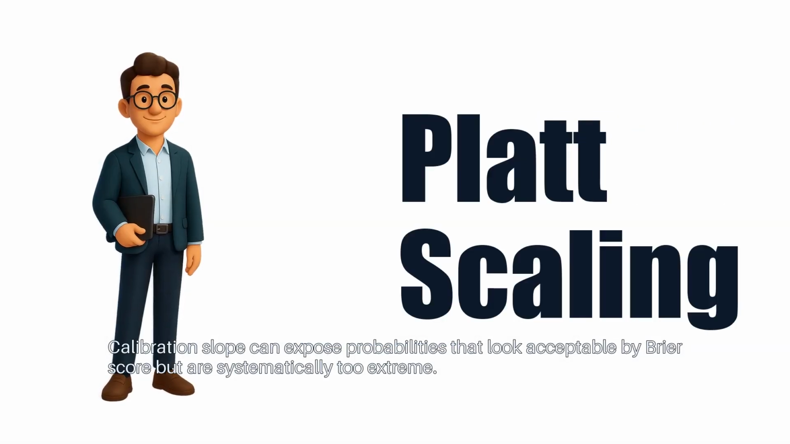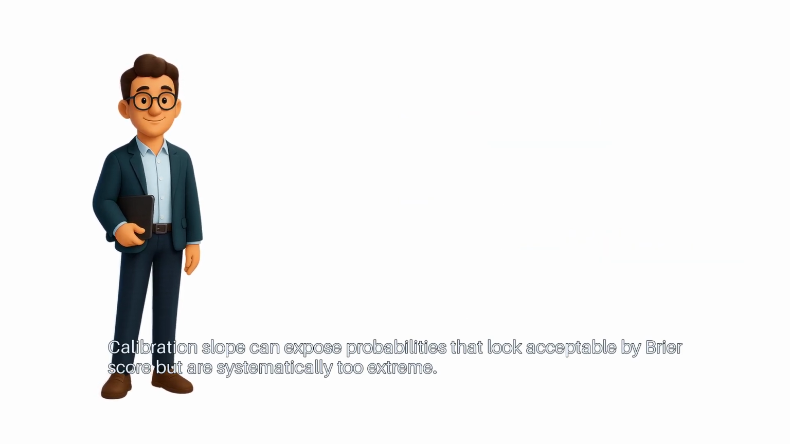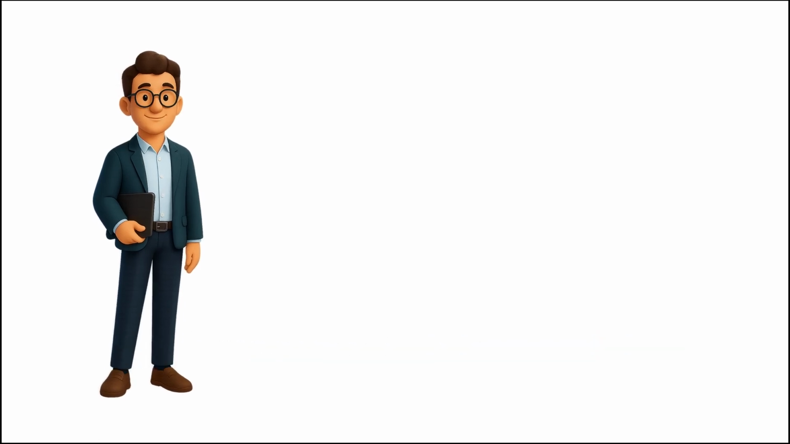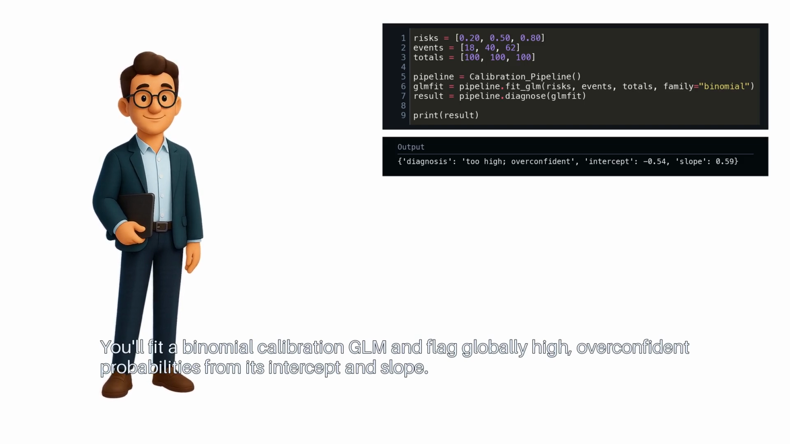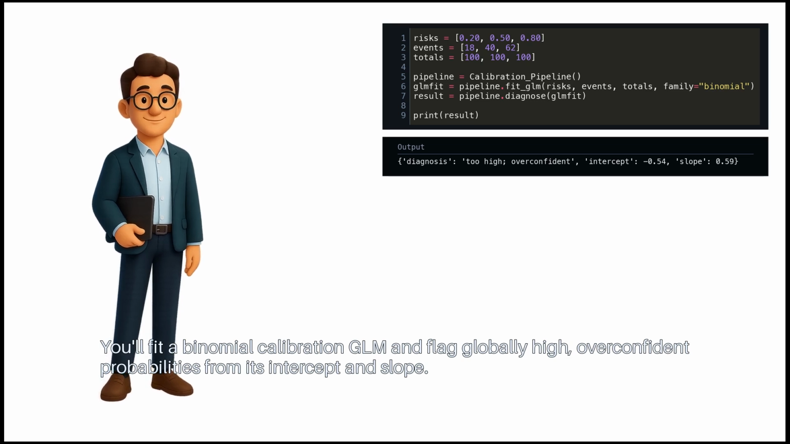Calibration slope can expose probabilities that look acceptable by Brier score, but are systematically too extreme. You'll fit a binomial calibration GLM and flag globally high, overconfident probabilities from its intercept and slope.